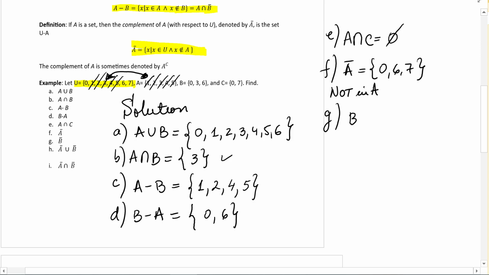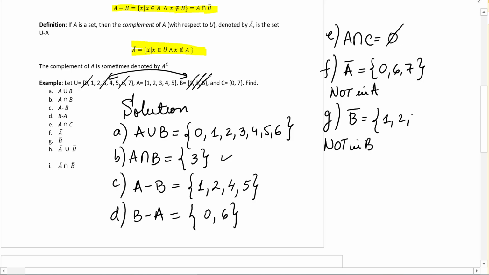G is B bar, so the complement of B, not in B but in U. So I do need to compare U and B now. 0 is in B, 3 is in B, 6 is in B. So what is left, what is not in B but is in U, is 1, 2, 4, 5, and 7. Just crossing them out helps.